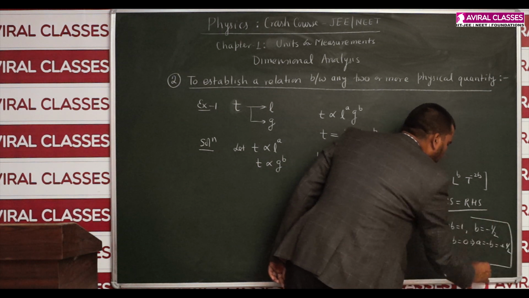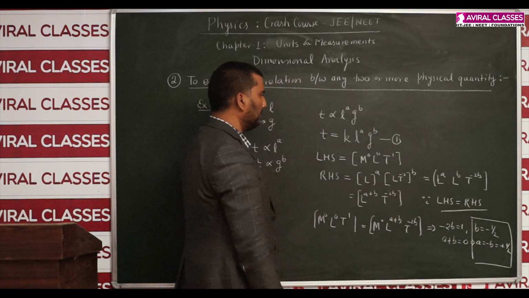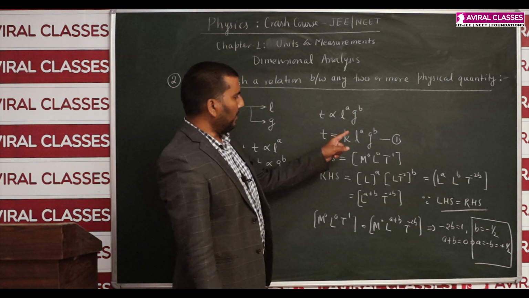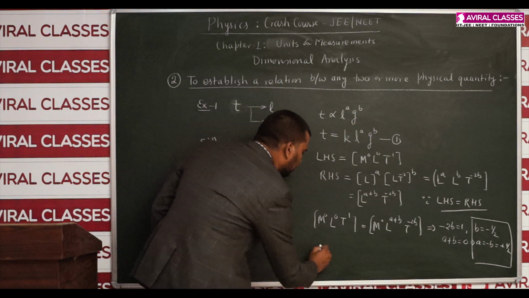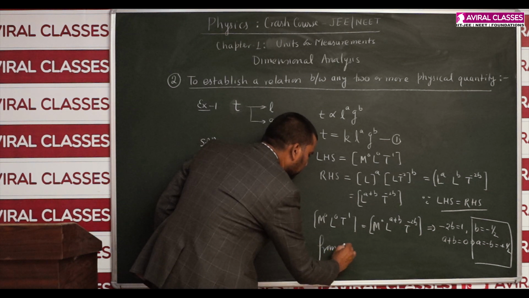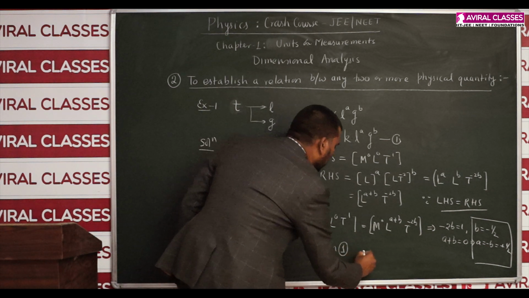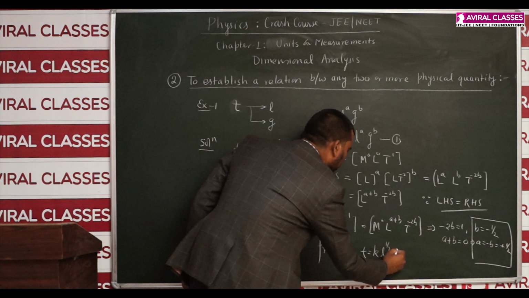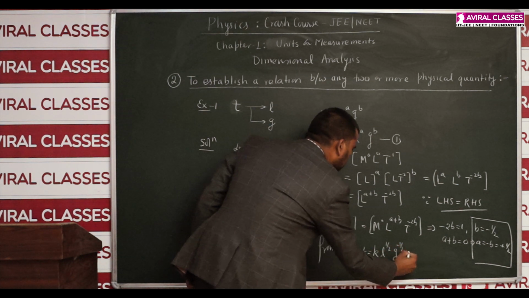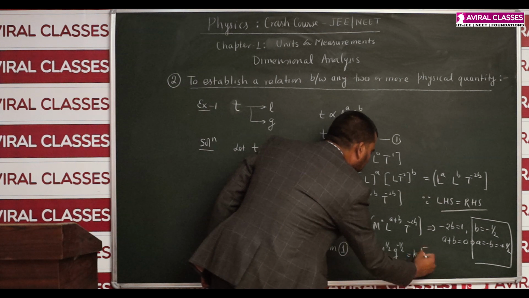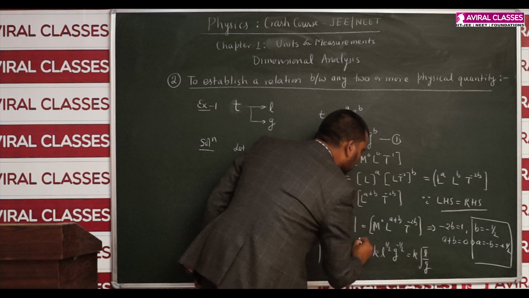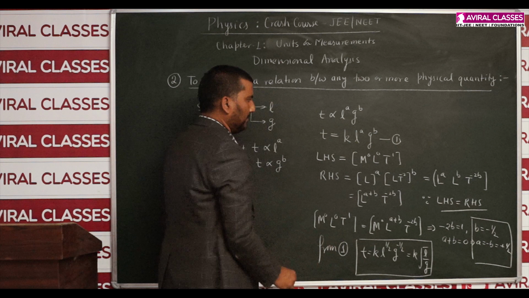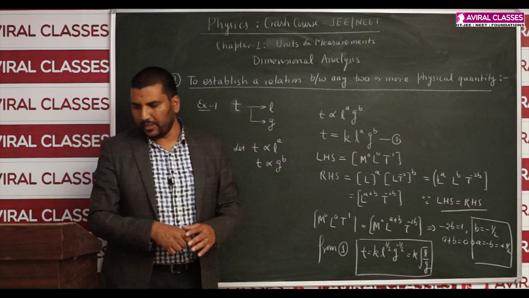Now you know the result, a and b. Putting the value of a and b in 1. Time may be written as k L to the power half g to the power minus half. You may write this one as a relation. This is the method only.